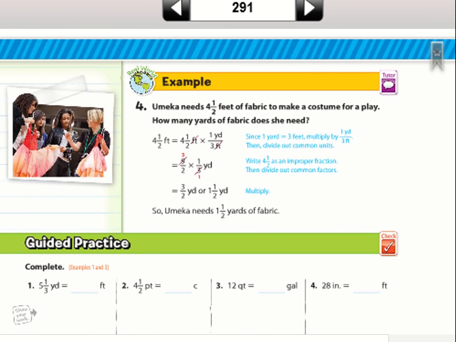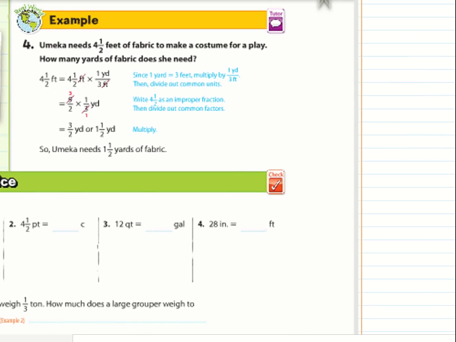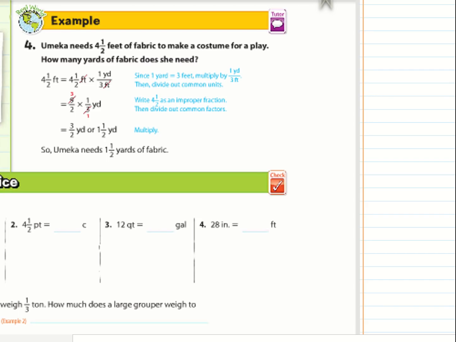So now we're going to look at example 4. Umika needs 4.5 feet of fabric to make a costume for a play. How many yards of fabric does she need? So she has 4.5 feet, but it's asking how many yards of fabric she needs. So we'll convert from feet to yards. 4.5 feet, so 2 times 4 is 8, 8 plus 1 is 9, is 9 over 2 feet. So I'm going to make it 9 feet over 2. And my feet are going to go on the bottom, and I need to convert this to yards.